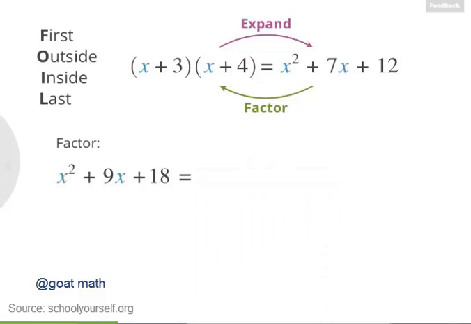Nicely done! X squared plus 9x plus 18 equals x plus 6 times x plus 3. Here's your next challenge. Factor x squared plus 2x minus 35. This time, notice that there's a minus sign in the quadratic, so make sure multiplying the two last terms will give you a negative number.